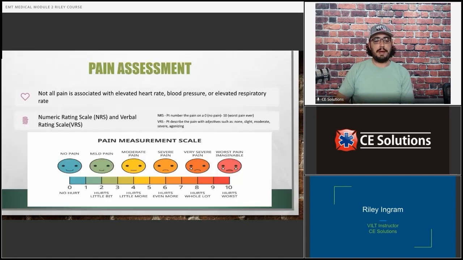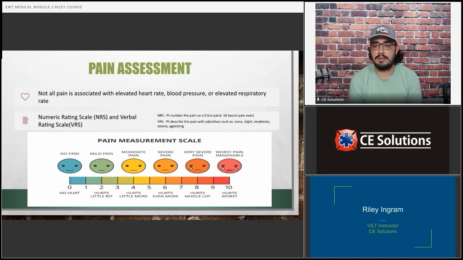All right, so your pain assessment. Not all pain is associated with elevated heart rate, blood pressure, or elevated respiratory rate. You don't have to have that in order to be in pain. We've got so many drugs out there that 100% control your heart rate, right? There are machines implanted in people that control the heart rate, right?